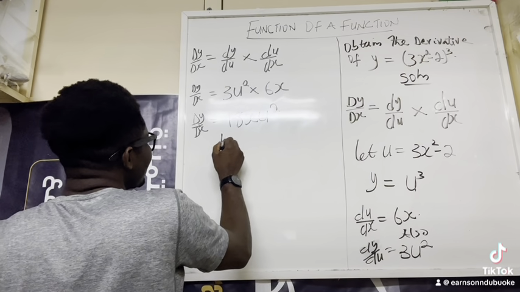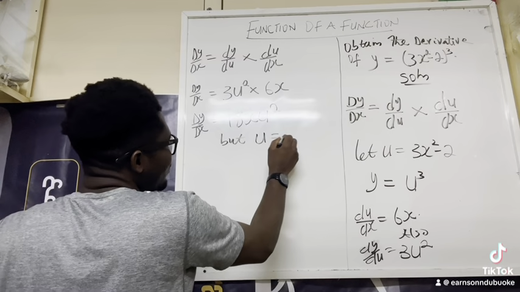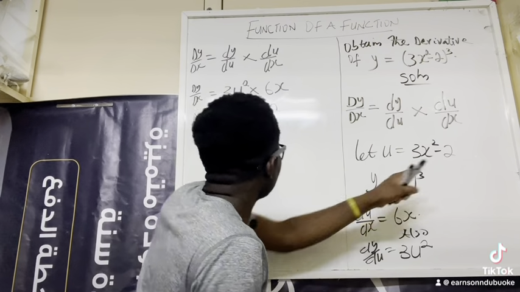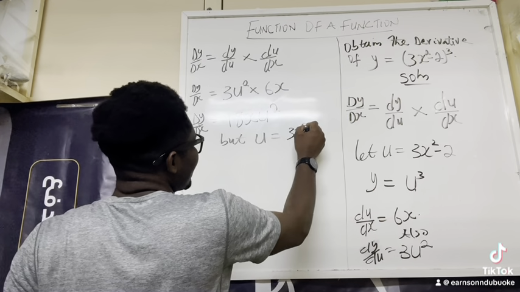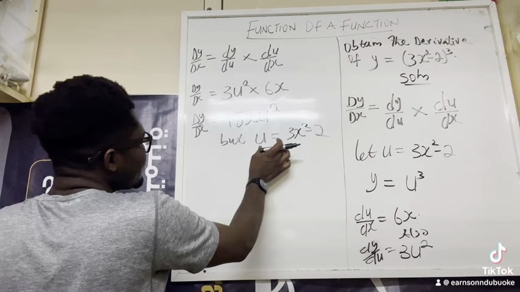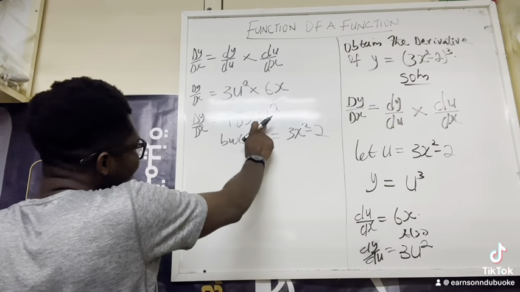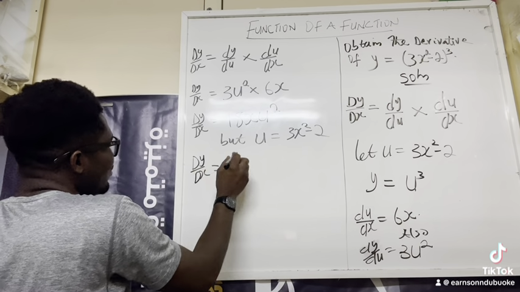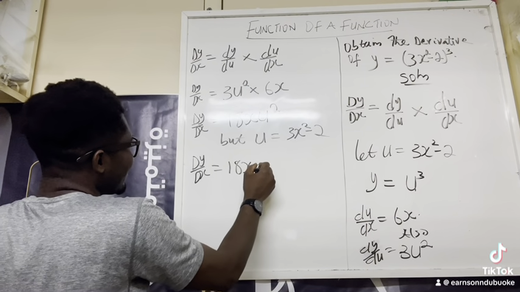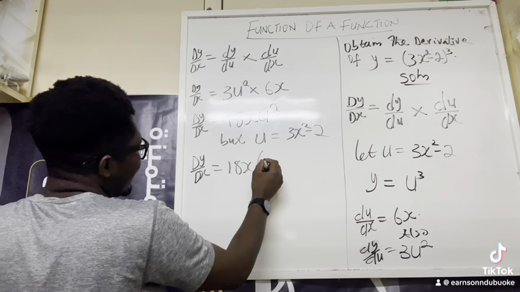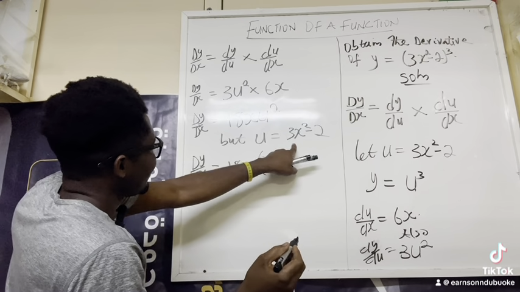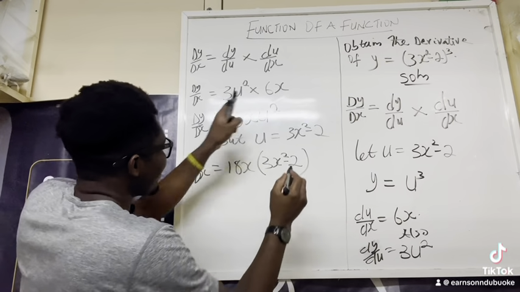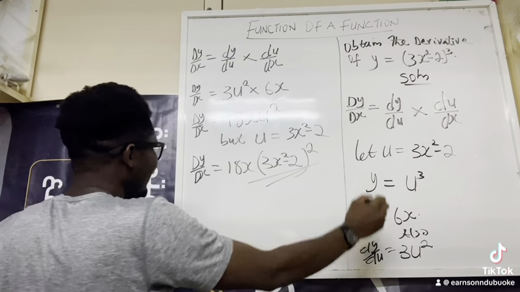Now from here I say, but u is equal to, come down, you say let u equal 3x squared minus 2. So substitute this 3x squared minus 2 in place of u. Here now becomes dy over dx is equal to 18x bracket. Since here it is u squared and u is equal to 3x squared minus 2, this squared will be here. That is the final answer and the solution.